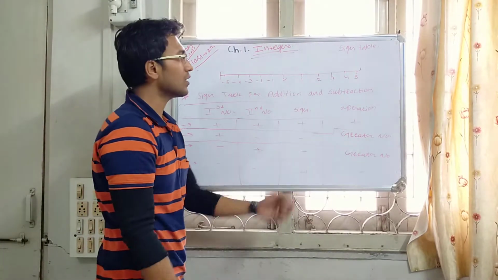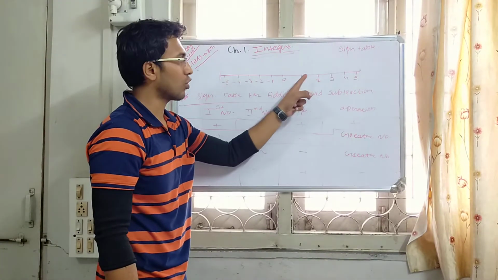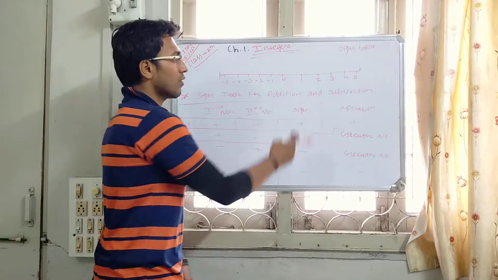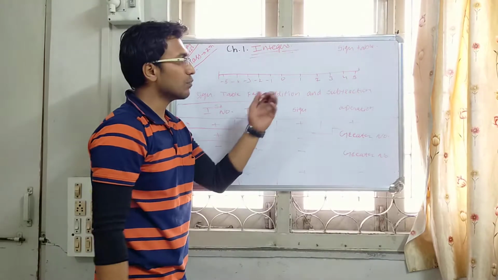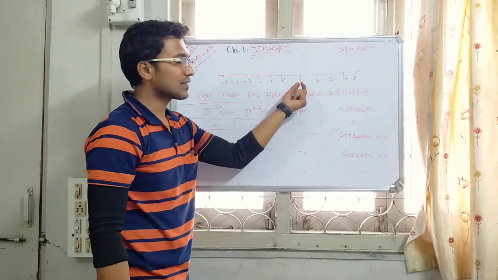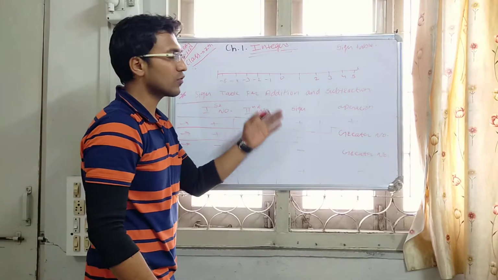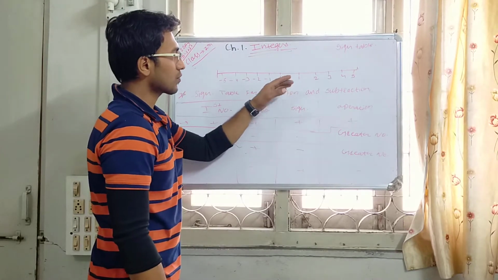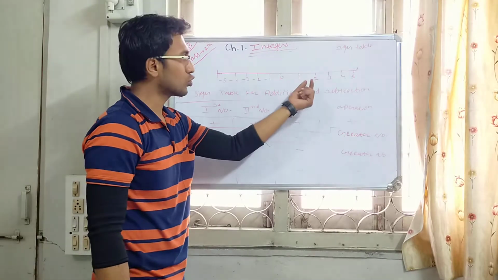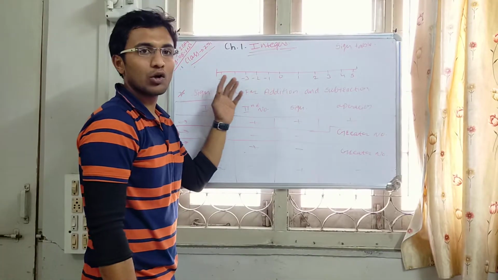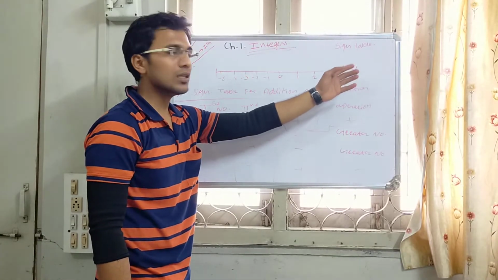So, I can also say that 1 is the predecessor of 2 and 2 is the successor of 1. That means 1 comes before 2 and 2 comes after 1. I can also conclude from this number line that for any integer, for example 2, the numbers to the left of 2 are all lesser than 2 and the numbers to the right of 2 are all greater than 2.